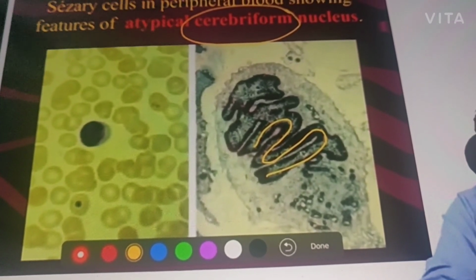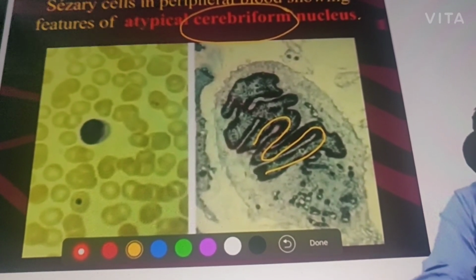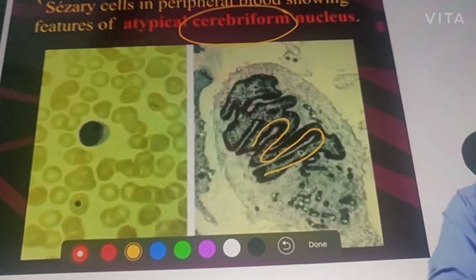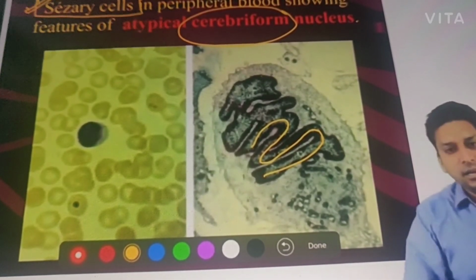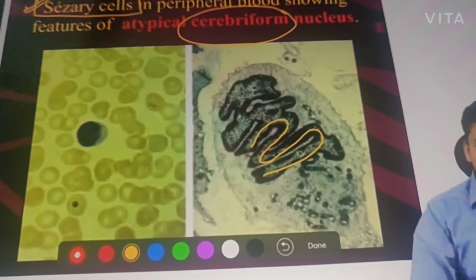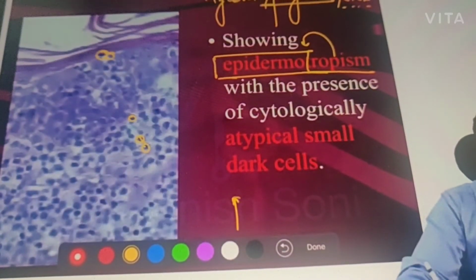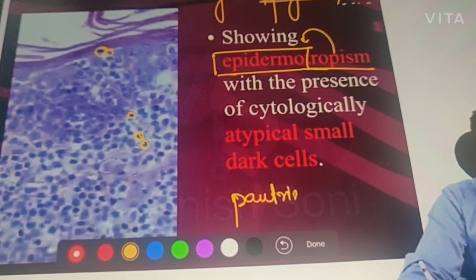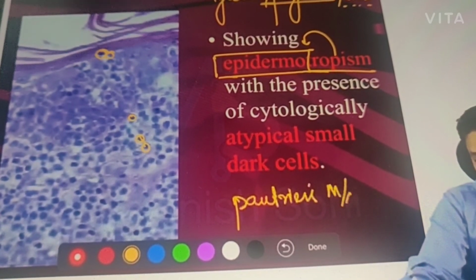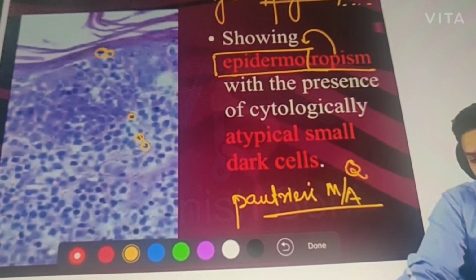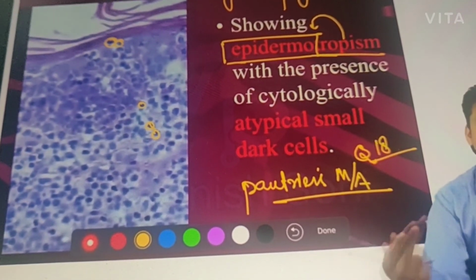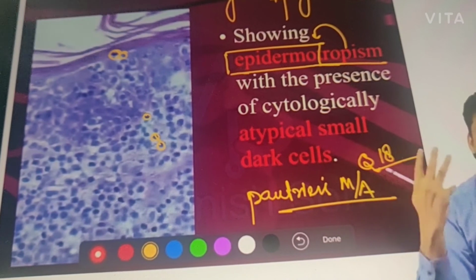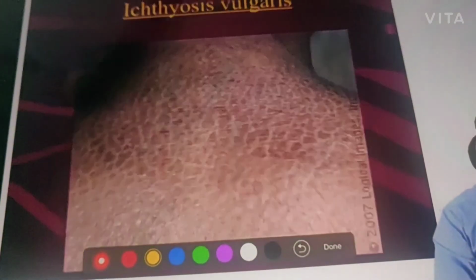So these malignant lymphocytes with cerebriform nucleus are known as Sézary cells. Remember, Sézary cells are seen in mycosis fungoides, and their small collections are known as Pautrier's microabscess. Pautrier's microabscess, this question was very recently asked in JIPMER 2018. So Pautrier's microabscess, epidermotropism and Sézary cells are features of mycosis fungoides.